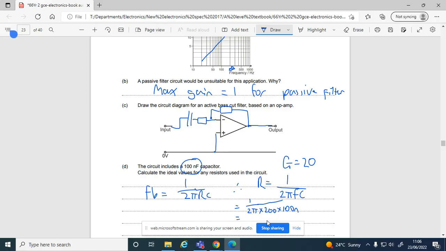I'll just have a look at the answer on there. We have 7.96 kilo ohms, which is around about 8 kilo ohms. Therefore, can we make this one 20 times larger than that? So 8 times your 20, so it's going to be 160 kilo ohms if that one's 8K, because the gain was that. It's dead easy to hopefully sort these out. Hopefully that all makes sense.